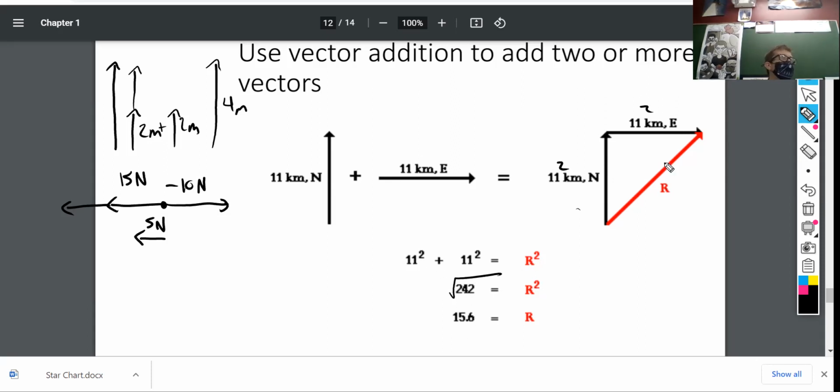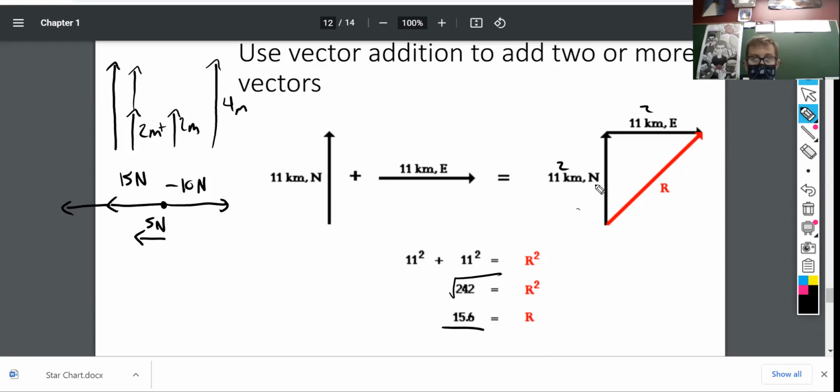It's not 22, right? If you go 11 kilometers north, take a right turn and go 11 kilometers east, you've traveled a distance of 22 kilometers, but your displacement is only 15.6 kilometers. This was like the example we saw of a girl who ran 120 meters north and 80 meters east, right? And her velocity was different than her speed, because her distance was different than her displacement. So adding vectors at right angles, we use Pythagoras' theorem.